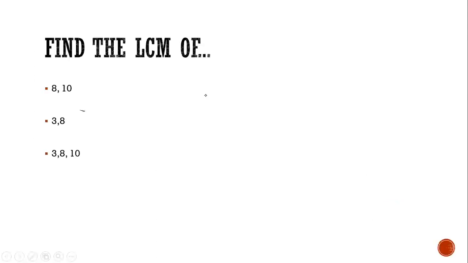In this video, we're going to talk about how to find the LCM of 2, 3, and maybe even 4 numbers. So let's get straight into it. Find the LCM, or the least common multiple, of 8 and 10. There are 3 or 4 ways you can find the LCM, but I'm going to use the division method, which I believe is the simplest, or the most direct.